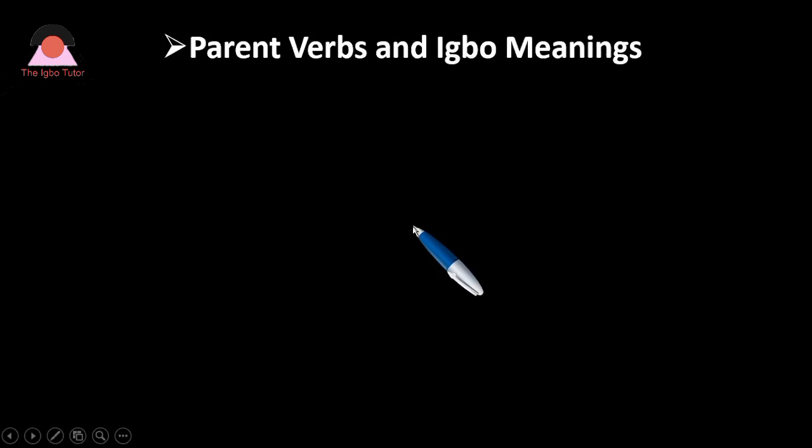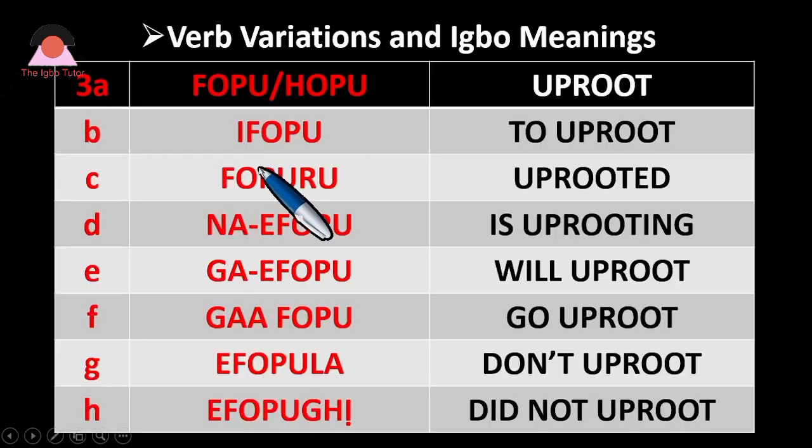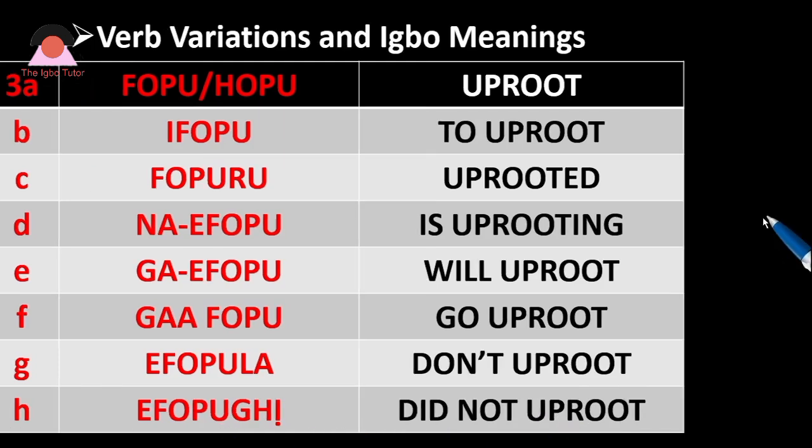Okay, let's move to the third one now, which is fopu or hopu, as the case may be, meaning uproot. Let's see the various variations. Fopu, parent word, uproot. Ifopu, to uproot. Fopuru, uprooted. Na efopu, is uprooting. Ga efopu, will uproot. Ga fopu, go uproot. Efopula, don't uproot. Efopụghị, did not uproot.